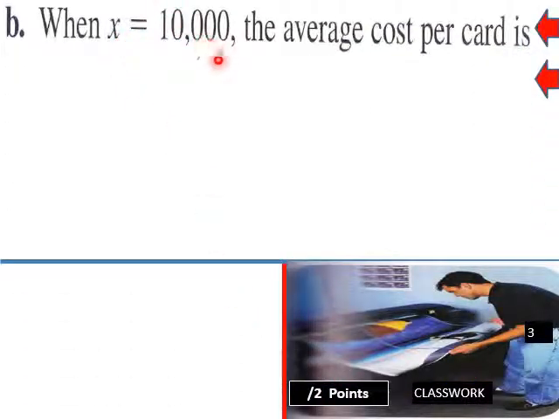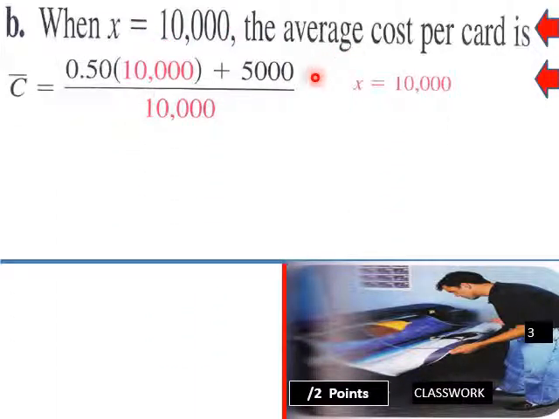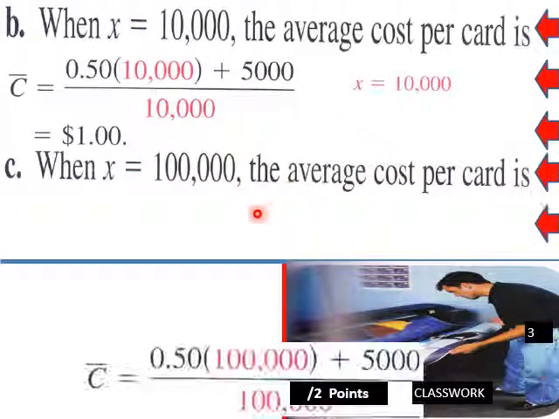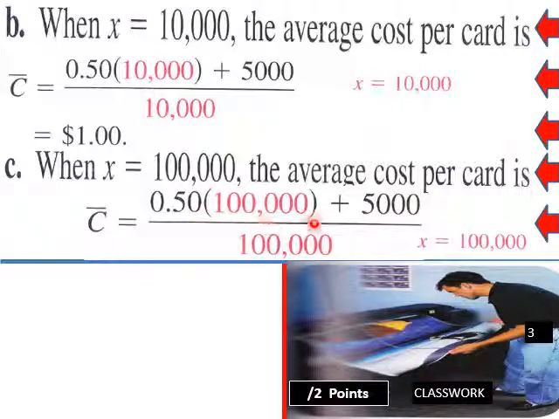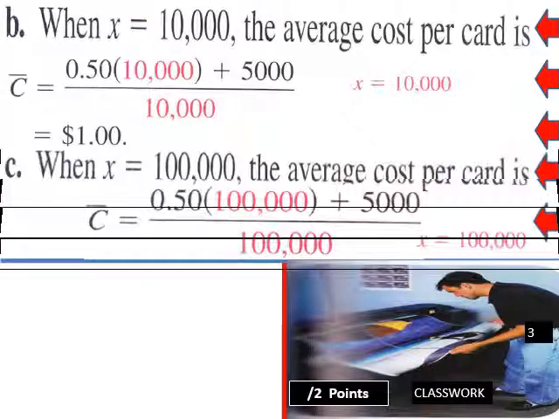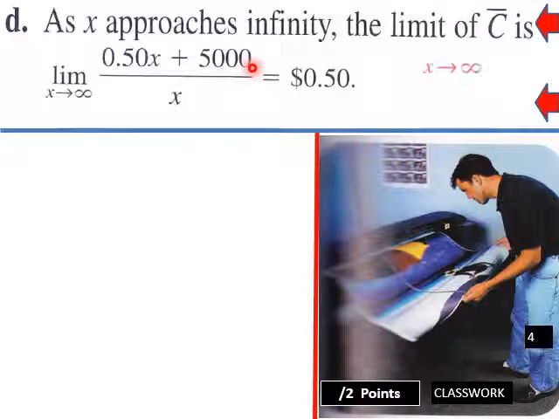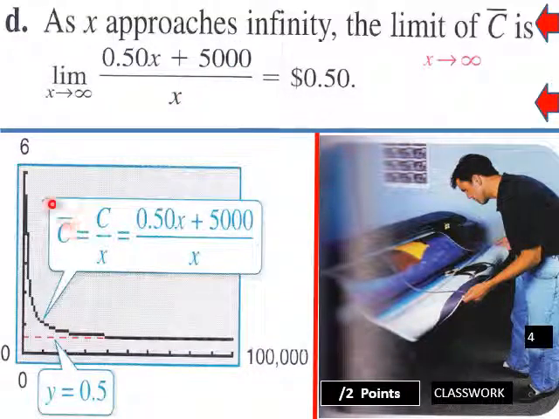And then for B, when x equals 10,000, the average cost per card in this situation is 0.50 times 10,000 plus 5,000, over 10,000. That would equal $1 when you print off 10,000. And then when x equals 100,000, the average cost for 100,000 cards would be 50 cents. So here would be your graph of this cost function for manufacturing these greeting cards.